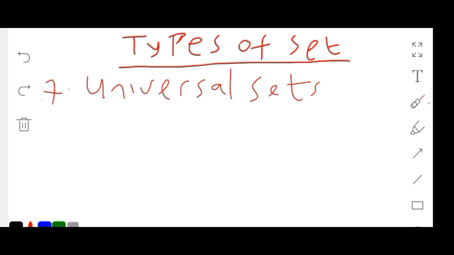Also what we call universal sets. So what are universal sets? These are sets containing all possible elements. They are sets containing all possible elements. So let me give an example of a universal set.